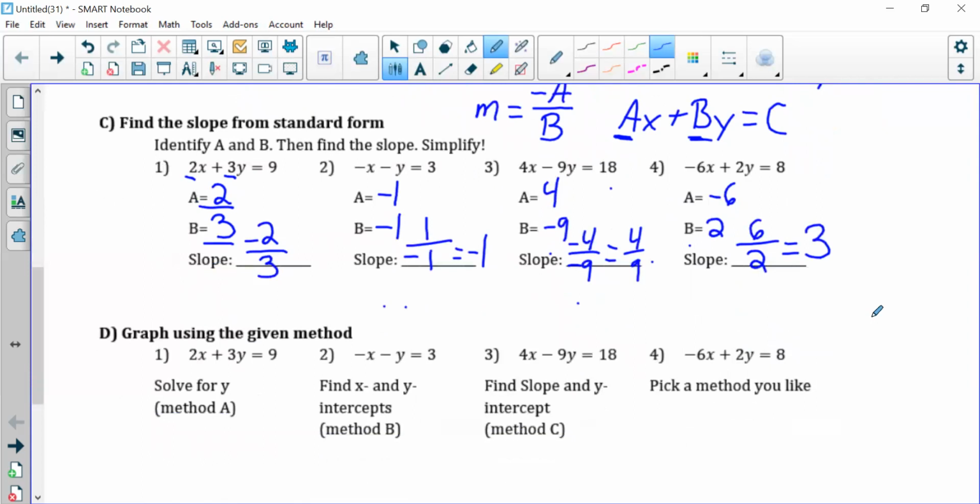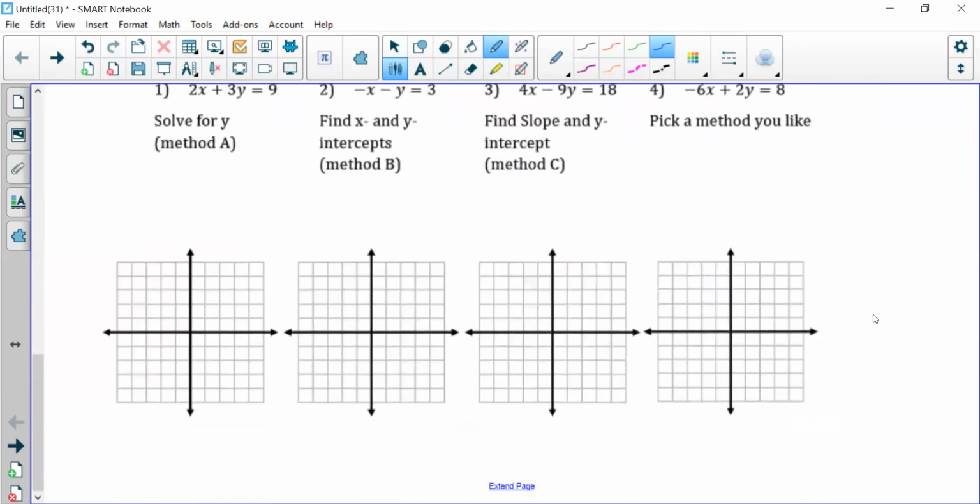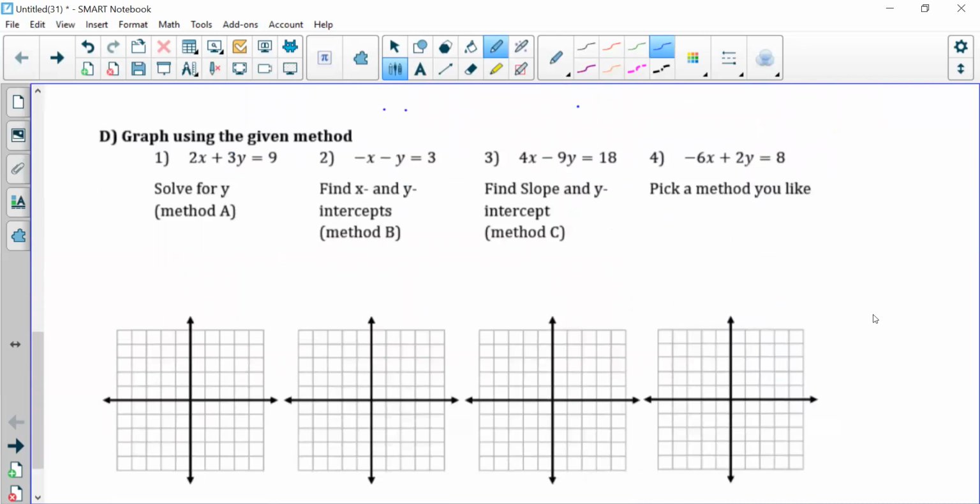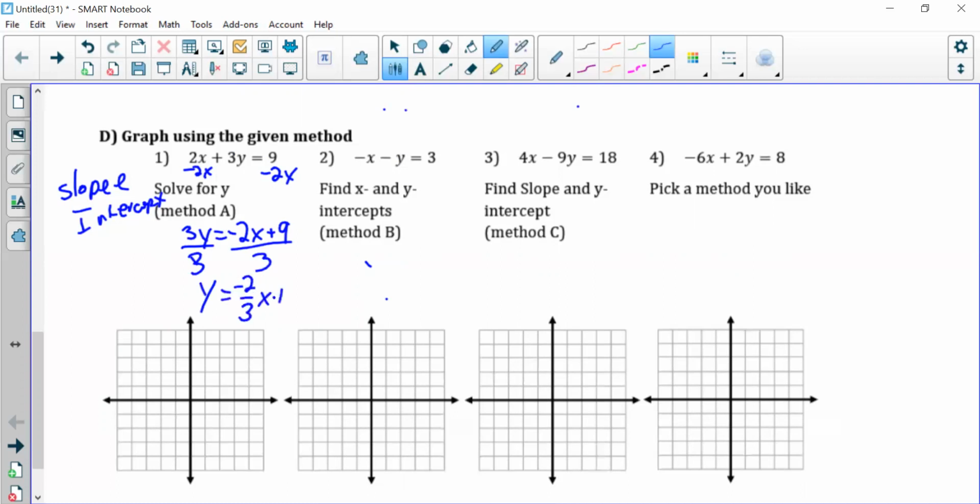All right, lastly, we're going to graph these using the given method. The first one, method A, is solve for y. This is the slope-intercept method. We want y by itself. So subtract 2x from both sides. That leaves me with 3y equals negative 2x plus 9, divide by 3. So y equals negative 2/3 x plus 3.